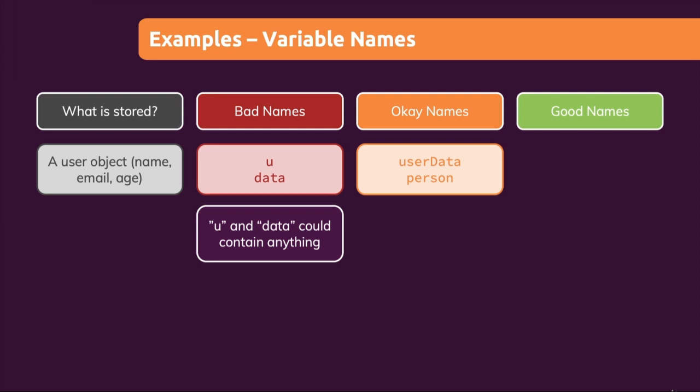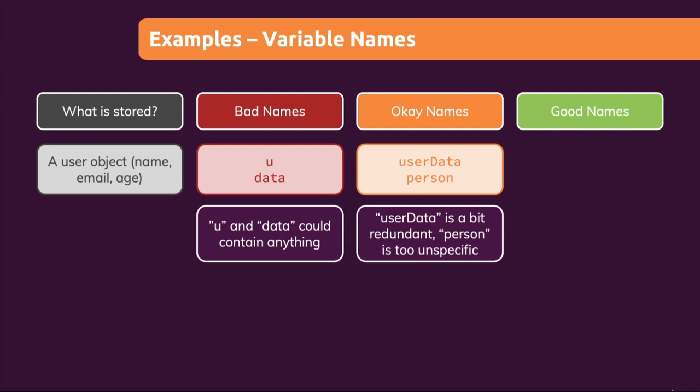The problem with user data is that it might have some redundant information attached to it. I mean, if we have a user object, it's clear that it contains data about that user, so we probably don't want to name the variable user data. And for person, that might be too unspecific. It can make sense. I will not say that it's always wrong, but often you might be working on a customer, or on an author, or an instructor, or an administrator. So maybe you want to use these specific versions then.